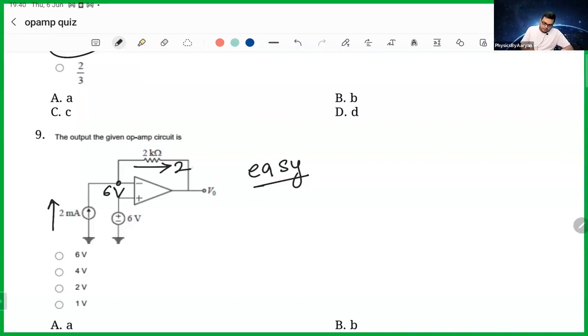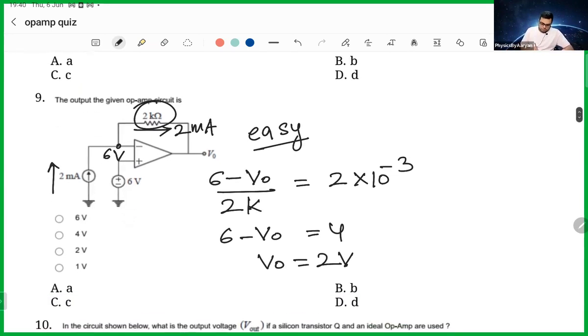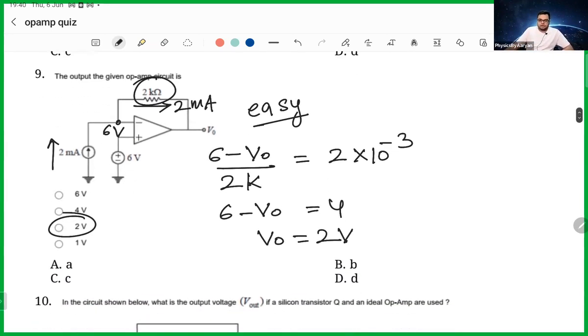If I already know that 2 milliampere current goes here, then I can easily write (6 minus V output) divided by resistance, which is 2 kilo ohm, is equal to 2 milliampere, which is 2 times 10 to the power minus 3. So 6 minus V naught is equal to 4, and V naught is equal to 2 volt. One of the easiest questions. So V output will be 2 volt. Any doubt in this problem?